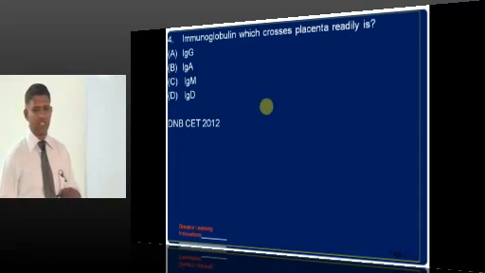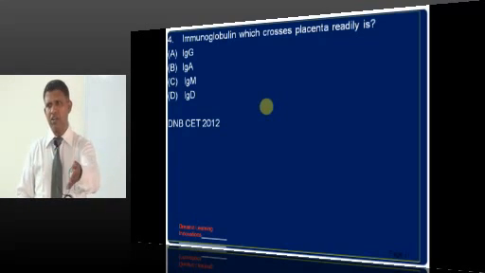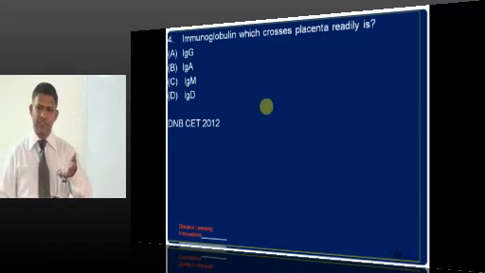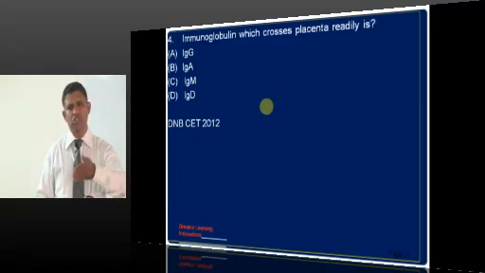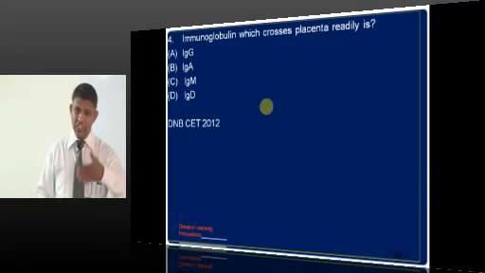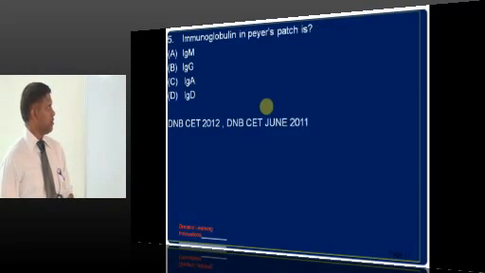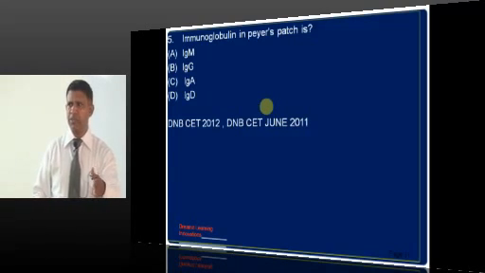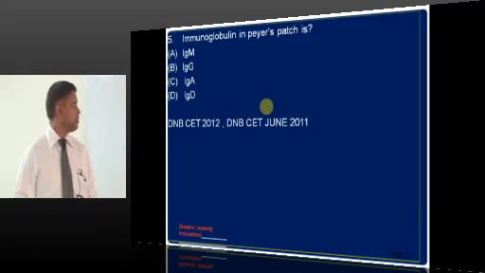Immunoglobulin which crosses the placenta. Very simple, God's gift, remember it like that, a gift from mother to child. So it's IgG that transfers from the mother to the child. Which immunoglobulin passes through colostrum? IgA. Which immunoglobulin is present in Peyer's patches? Very simple, Peyer's patches are in the small intestine, which is again the GI tract, so again IgA.